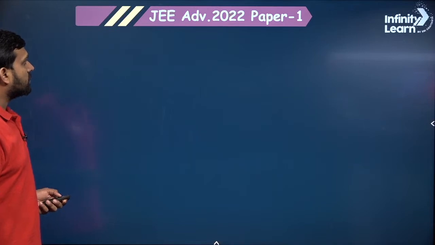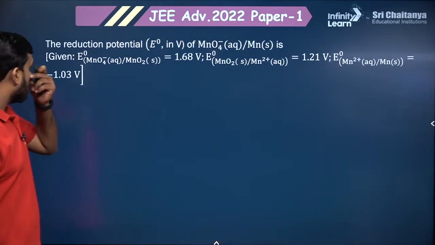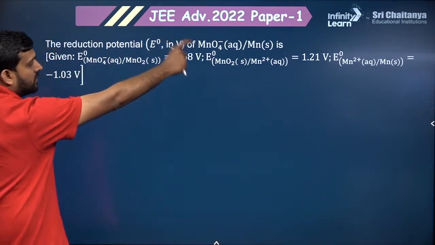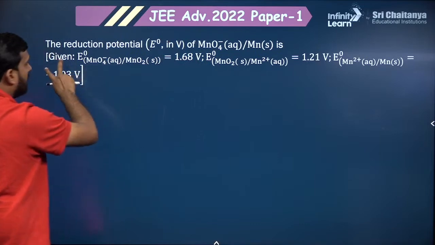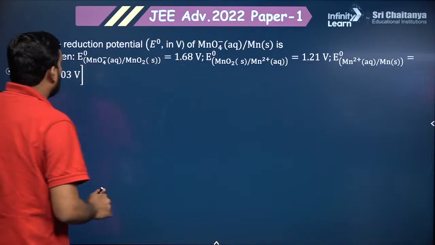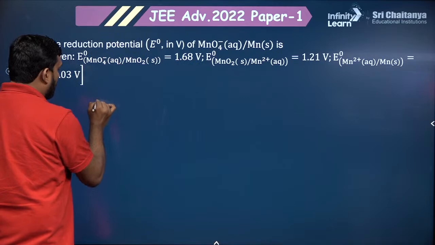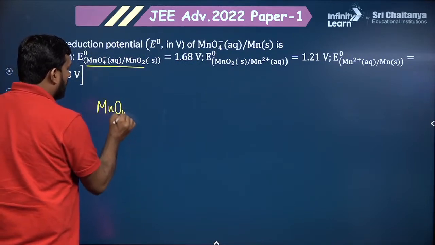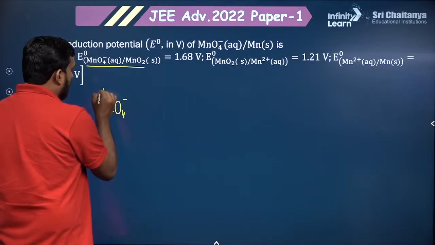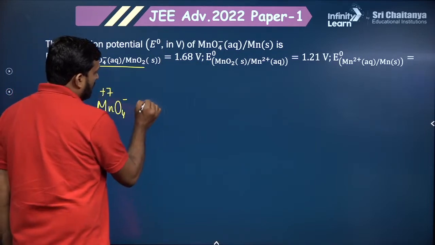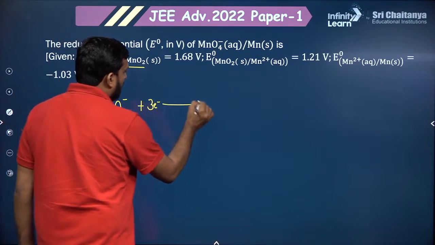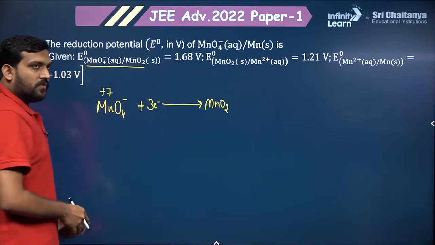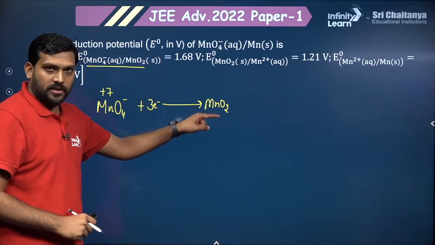Now going to the next question. The reduction potential of MnO4 minus to Mn solid is asked, and some data is given. In the first data, the conversion is MnO4 minus, where Mn is in +7 oxidation state. When it gains 3 electrons, it gets converted into MnO2. I am not going for the balancing of the reaction, because it is not required in this question.